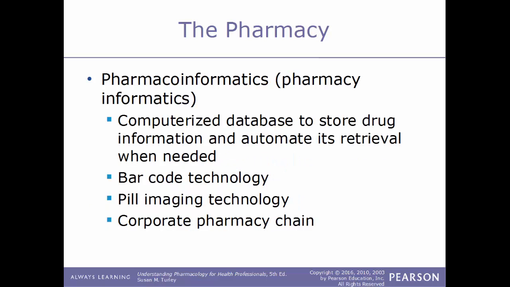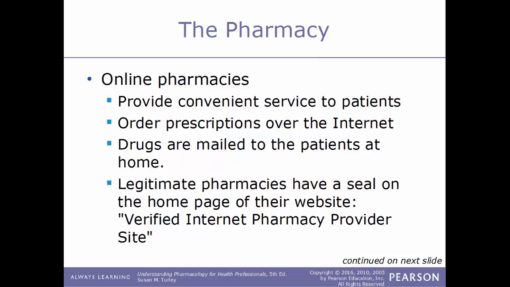The next term we'll talk about, pharmacoinformatics, which is pharmacy informatics. It's a computerized database to store drug information and to automate its retrieval when needed. Barcode technology is often used to help track all this information. Pill imaging technology, so pills can quickly be identified. And these methods are also used in a corporate pharmacy chain, so we have multiple stores in various parts of the country. So the whole point of pharmacoinformatics is they use technology for medication management for more efficient and beneficial patient care.